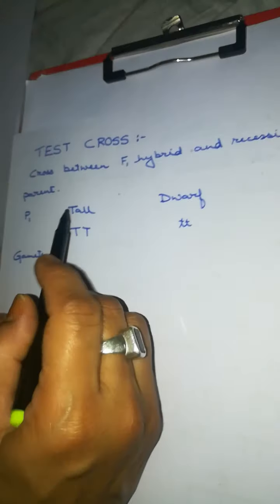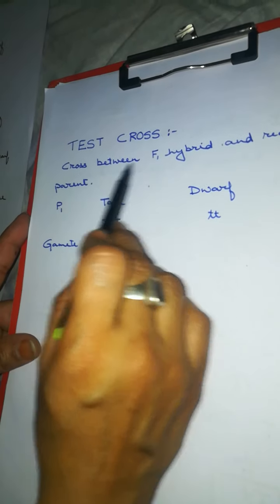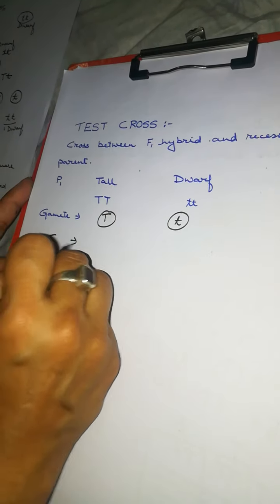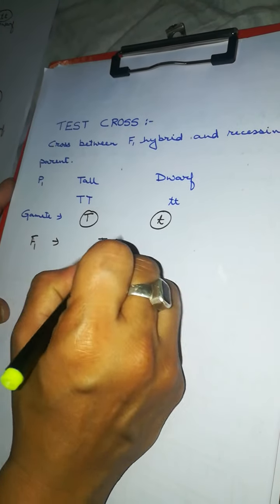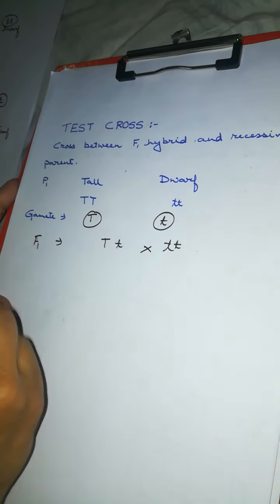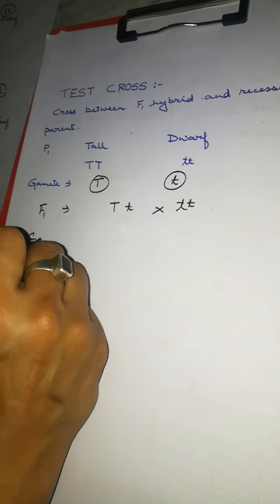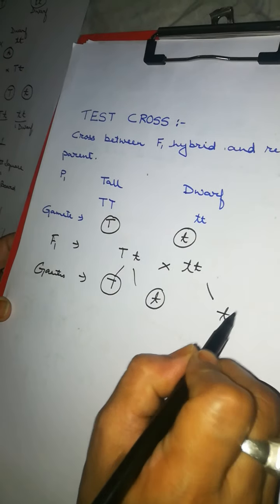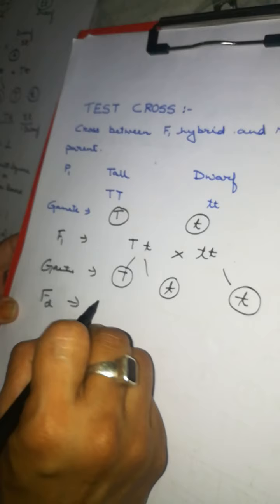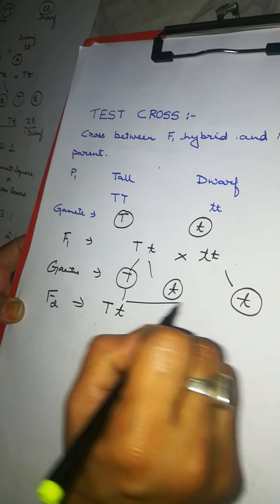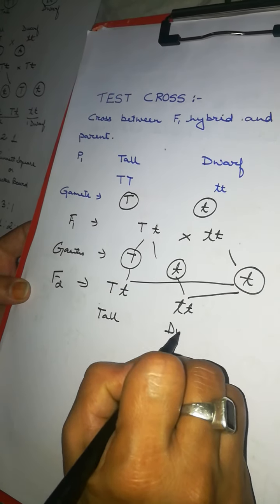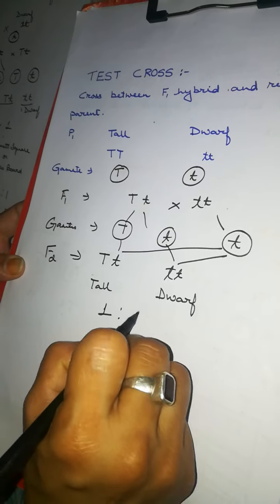Now similarly there is another cross, that is the test cross. Test cross means the cross between F1 hybrid and a recessive parent. Here the tall and dwarf plants are taken. Gametes are taken out in the similar manner. F1 generation, capital T, small t. Now this is crossed with the recessive parent, small t. So what are the gametes that we are getting? Capital T, small t. And from here only small t. Therefore the F2 generation will be capital T, small t, this one, and small t. That is one tall plant and one dwarf plant in 1:1 ratio.